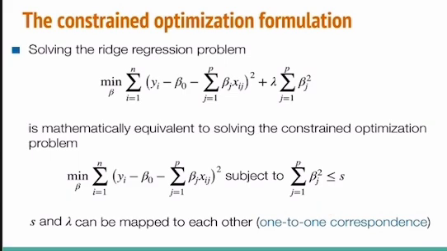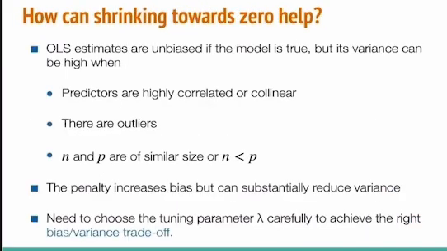Now, this is what I just talked about. This is particularly useful when the number of observations is less than the number of features, or we have outliers in our data set, or predictors are highly correlated. We need Ridge regression in that regard.